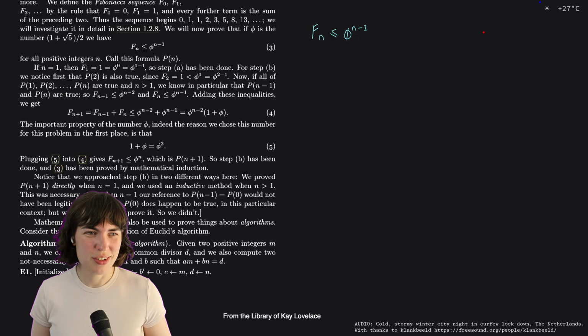Happy Nora, you spoiled it. The golden ratio. It was the golden ratio all along. It's okay. I actually read this chapter before. I'm going through it again.